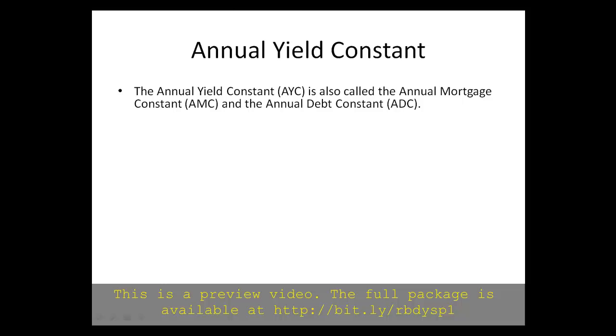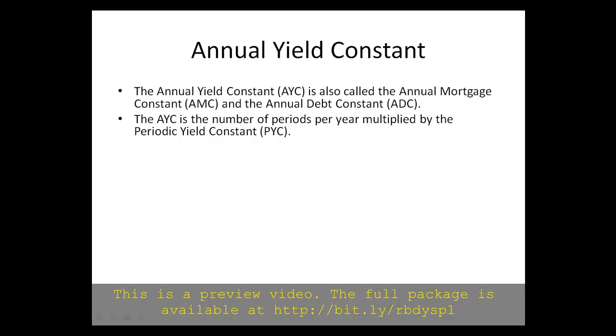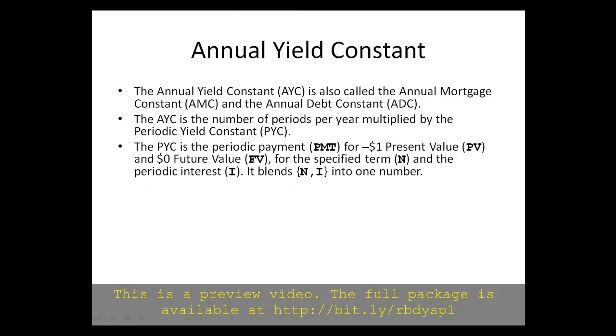Annual yield constant. The annual yield constant is also called the annual mortgage constant and the annual debt constant. The AYC is the number of periods per year multiplied by the periodic yield constant, PYC. The PYC is the periodic payment for $1 of present value going out and $0 of future value coming back. For the specified term N and the periodic interest, I, it blends N and I into one number.